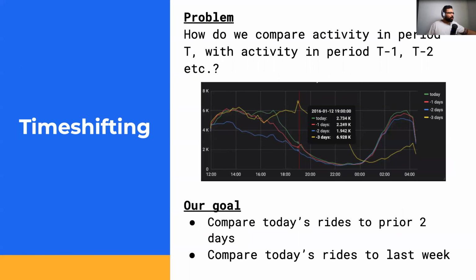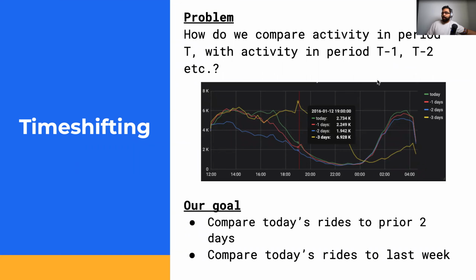Okay, now onto the problem of time shifting. The issue here that you might often run into in Grafana is, you want to compare activity of a metric at the current value, so what's going on right now, with the value of the metric in a previous time period. So for example, you might want to know for something that happened today, what was the value at this time 1 day ago, 2 days ago, 3 days ago. So you're basically comparing an activity in period T with some activity in previous periods, T-1, T-2, etc.